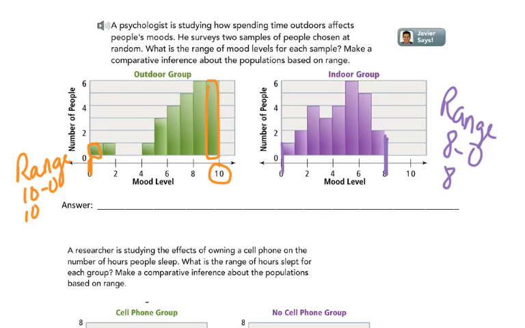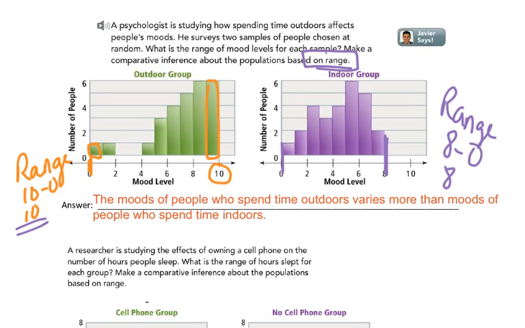So now we're going to make a comparative inference. Inference is a guess based on data. So I'm going to say that the moods of people who spend time outdoors varies more than the people who spend time indoors. Again, we are making a comparative inference using that range. So if the range is bigger, that means there's more variability. Variability is how much something changes. So again, the moods of people who spend time outdoors varies more than moods of people who spend time indoors. If you need to, pause your video to get that down, and then I'm going to move on.